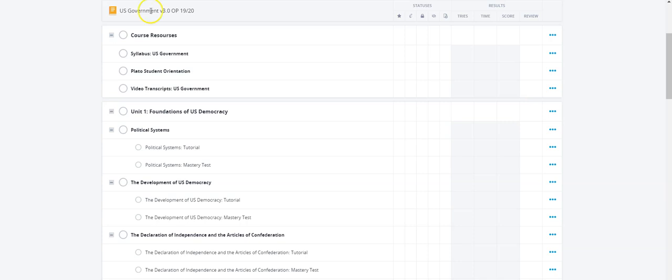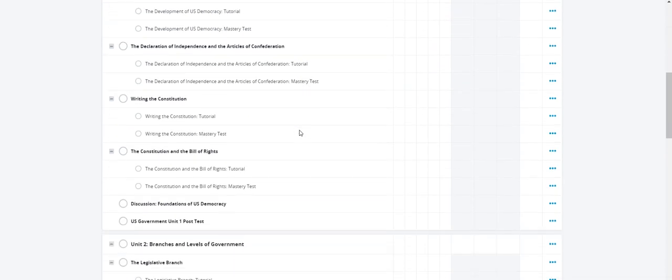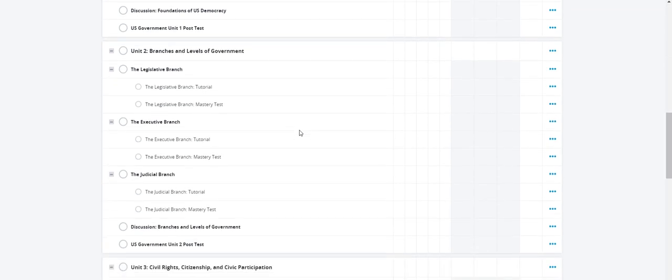Today we're looking at U.S. government, and we're going to be focusing on Unit 2, which is branches and levels of government. We are going to specifically focus on the tutorial for the executive branch.